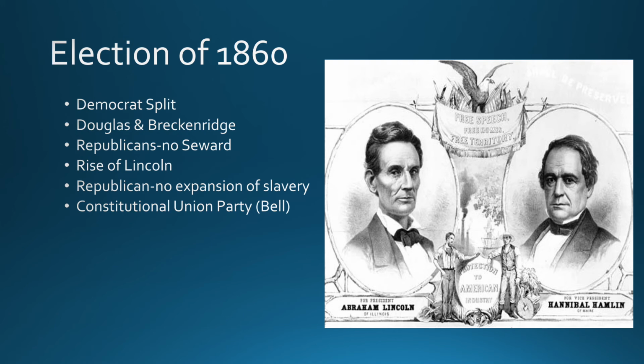There also will be another third party, so technically a fourth candidate, the Constitutional Union Party, who put up Bell for election. And once everything is set and done, largely due to the Democrat split, but also, again, Lincoln does a nice job himself campaigning and cementing himself, Lincoln does win the election in 1860. So we have now officially our first Republican president.